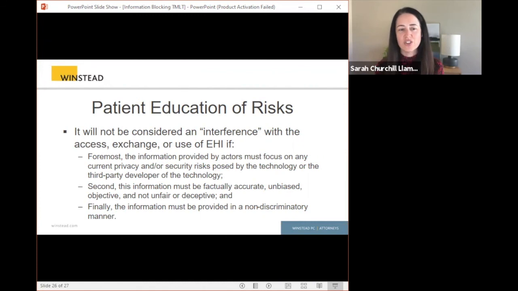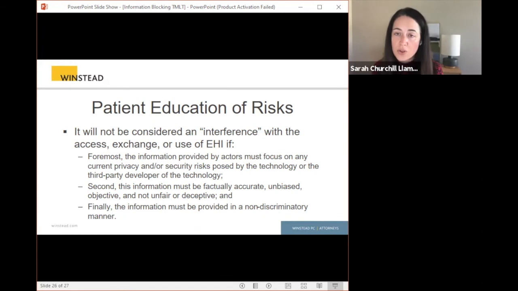Patient education of risks. If you are ever concerned about a third-party app that patients want you to send information to, is it interference to warn them of the risks of this third-party app that maybe you know is a bad actor? First and foremost, any information provided by actors has to focus on the current privacy and/or security risks posed by the technology or the third-party developer of the technology. That is okay. The information has to be factually accurate, unbiased, objective, and not unfair or deceptive. And it has to be provided in a non-discriminatory manner.